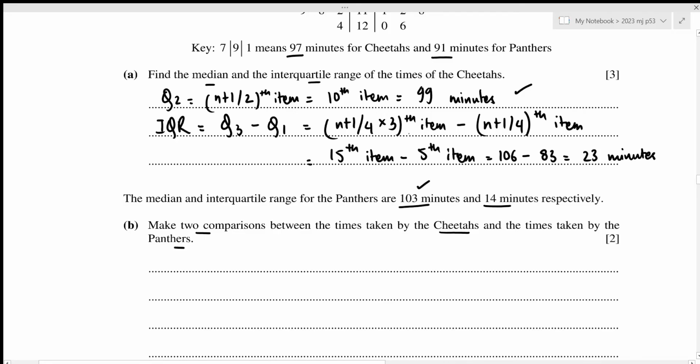Clearly, cheetahs are taking lower times as compared to the panthers, which means that we can say the times for cheetahs are faster than the times for panthers. That's our first observation. So times for cheetahs are faster than the times for panthers.